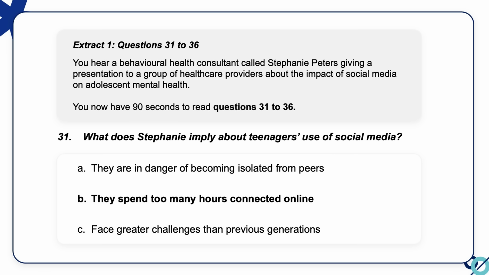The answer is B. They spend too many hours connected online. She cites a mind-boggling statistic that teens spend 9 hours a day online, saying the always-on aspect can be exhausting. So why not A? She mentions that they interact with friends, not that they are isolated.